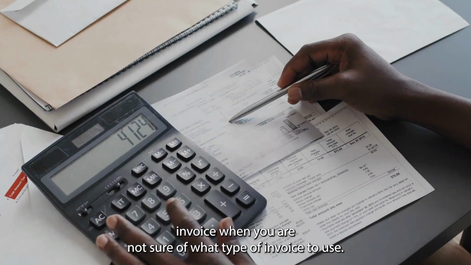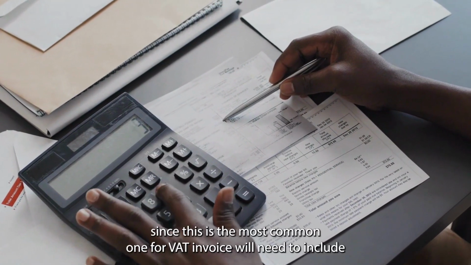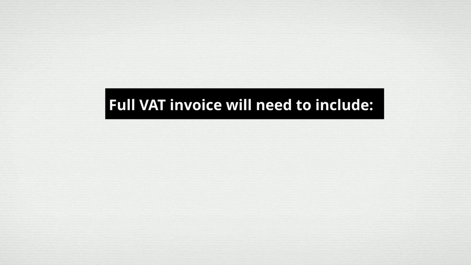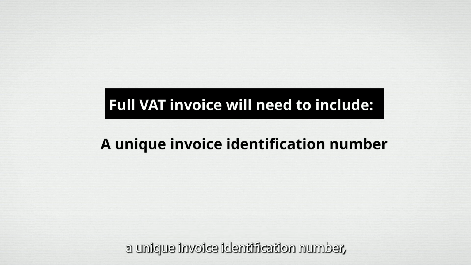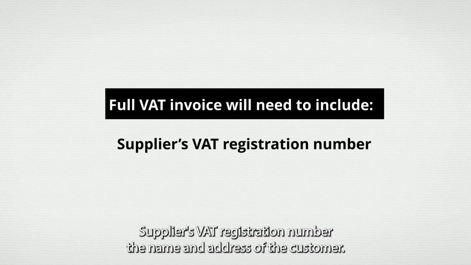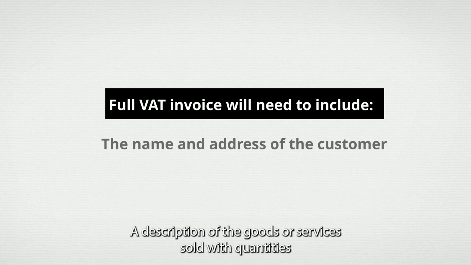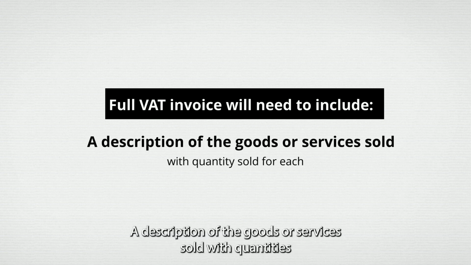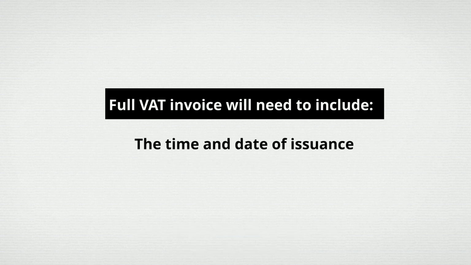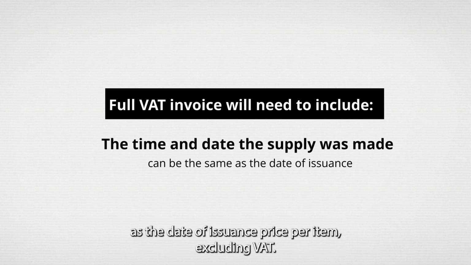Full VAT invoice. When you are not sure of what type of invoice to use, you can never go wrong with a full VAT invoice, since this is the most common one. A full VAT invoice will need to include a unique invoice identification number, supplier's name and address, supplier's VAT registration number, the name and address of the customer, a description of the goods or services sold with quantity sold for each, the time and date of issuance. The time and date the supply was made can be the same as the date of issuance.